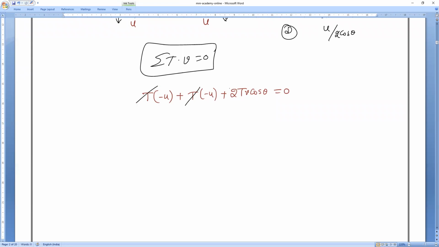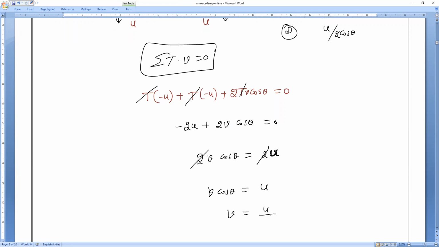So everywhere we can cancel the T, everybody? That's fine. So minus u minus u plus 2V cos theta. Am I right, everybody? Clear? Yes, sir. I can write 2V cos theta is equal to 2u. So the 2 will get cancelled, and V is equal to u by cos theta. Everybody? Cos theta.